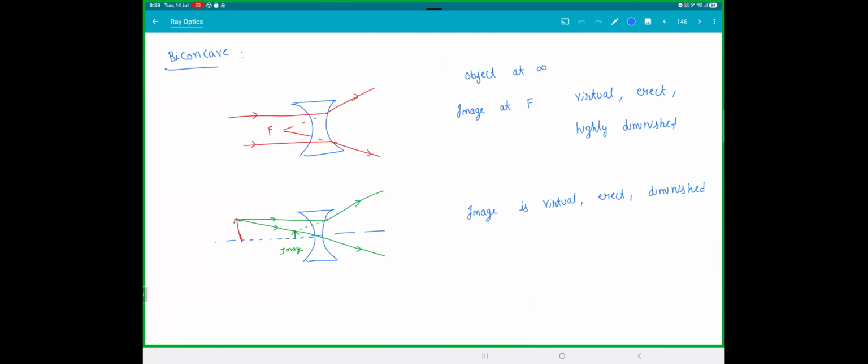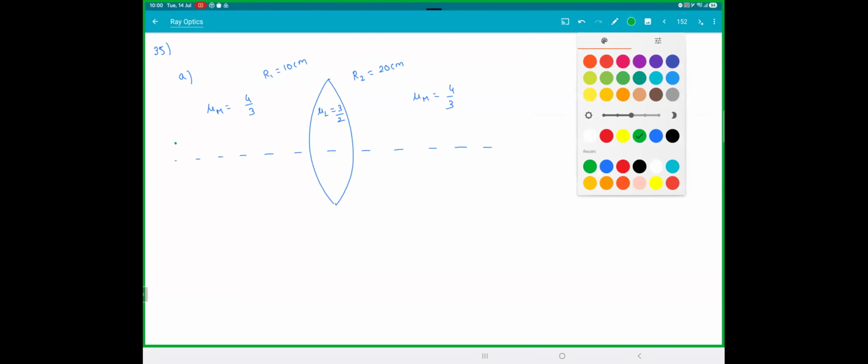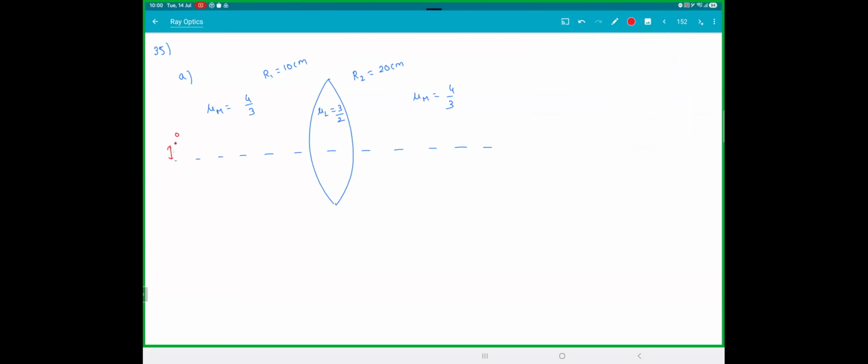Great. Let's see a few questions on this. Thin lens, if I don't mention anything, it is a thin lens. R2 is 20 centimeters, R1 is 10 centimeters. Mu lens is 3 by 2. Mu medium is 4 by 3. Object is here above the principal axis at a height of 2 centimeters. Let's say this distance is 20 centimeters. Let's make it 30 centimeters. Make it even better, 40 centimeters. Get the image.